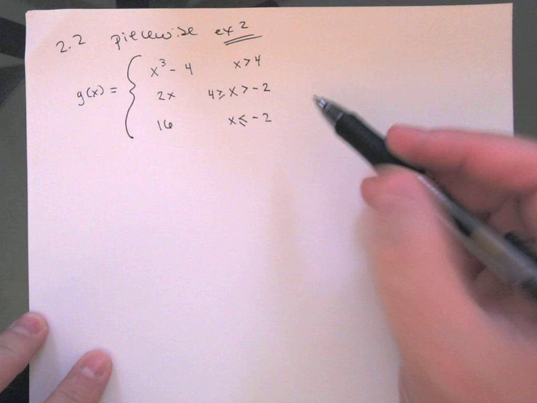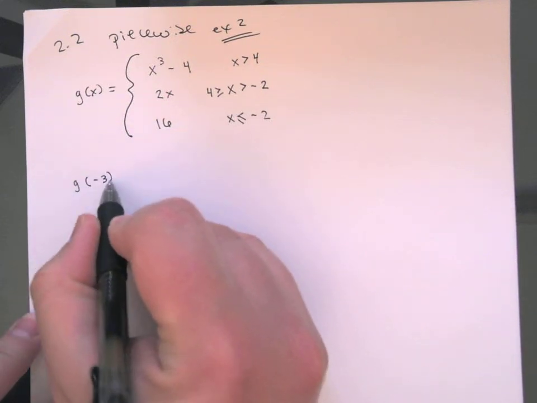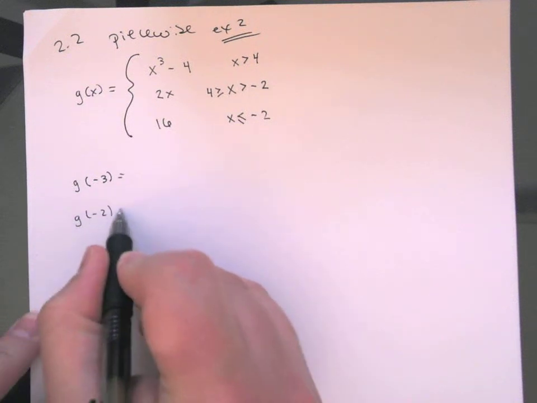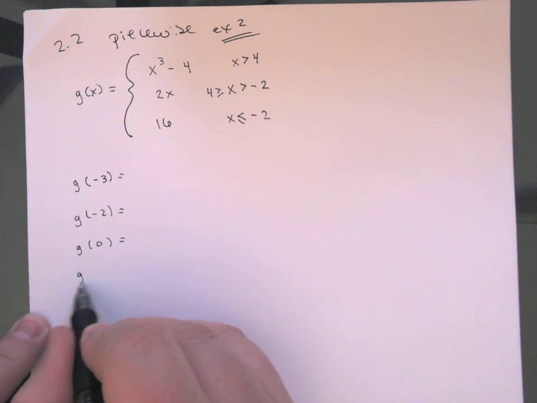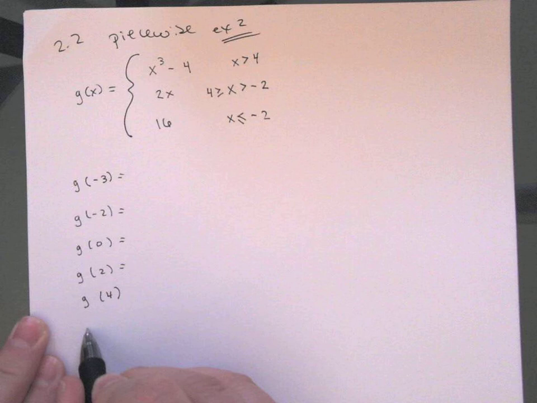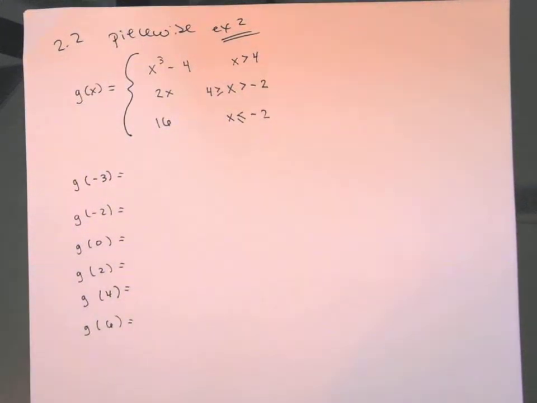So let's just throw a couple random x's in here. Let's do g of negative 3. Let's do g of negative 2. Let's do g of 0. Let's do g of positive 2. Let's do 4. And let's do 6. So we'll just kind of run all these in order. And we'll kind of notate as we go which of these 3 formulas we're doing, right? Sort of top, middle, or bottom.